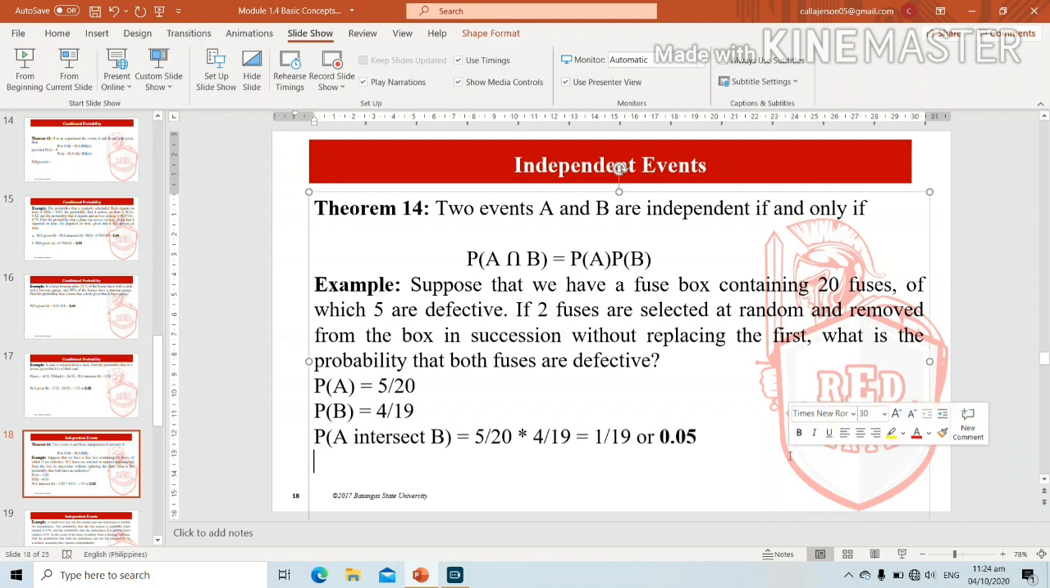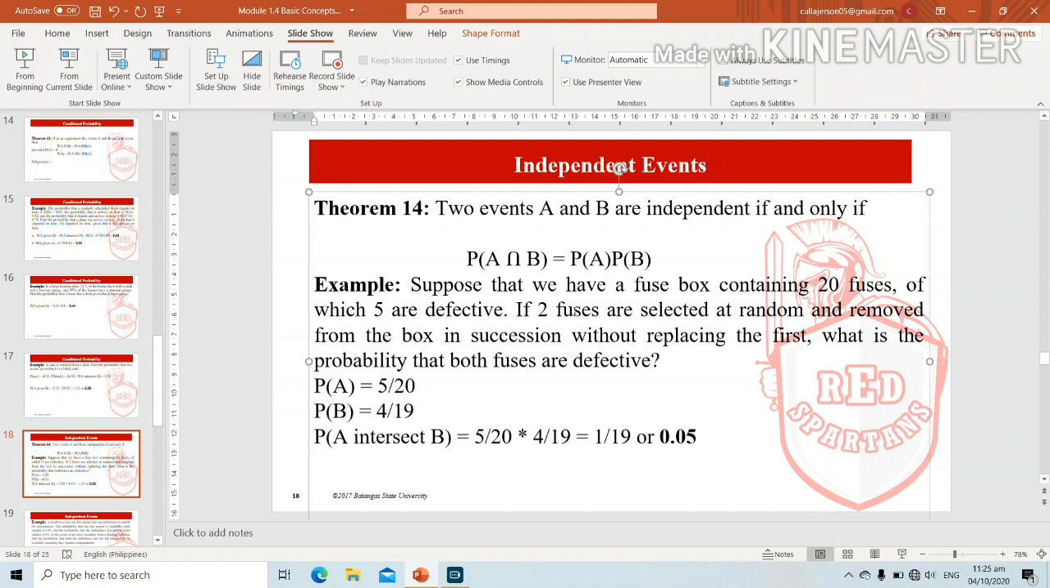So, halimbawa, for example, what is the probability 3 fuses are defective? Ibig sabihin, magdadagdag ka lang ng isa pa, probability para sa third fuse, na ang kanyang probability ay 3/18. Kung gusto mo naman, what is the probability na 5 yung nabubunutin ay lahat ay defective, so ganun 5/20 times 4/19 times 3/18 times 2/17 times 1/16. So yung probability na yun yung kanyang sagot.